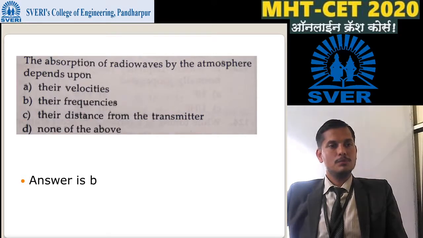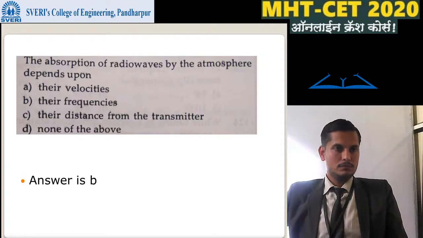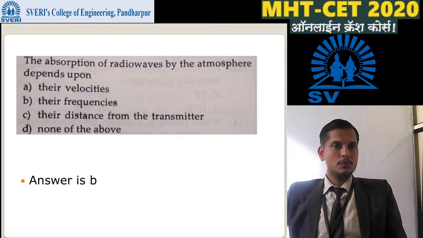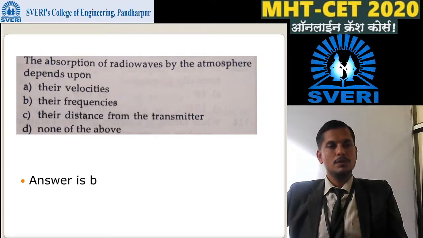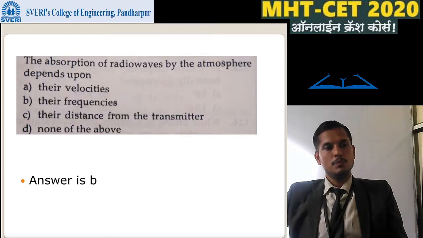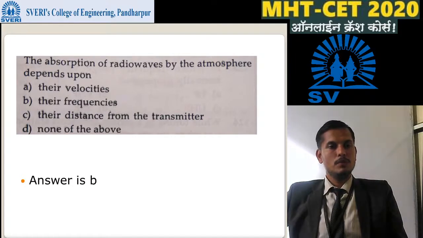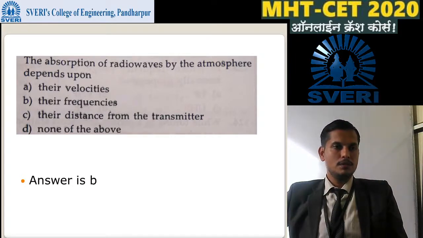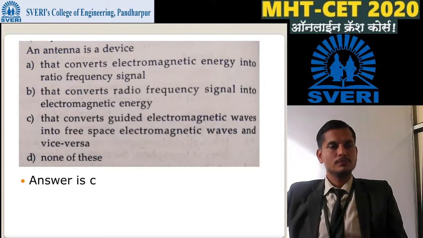Next, the absorption of radio waves by the atmosphere depends on their velocities, their frequencies, their distance from the transmitter, none of the above. So it is related to frequency. Answer is B. The absorption of radio waves by the atmosphere depends on their frequencies.